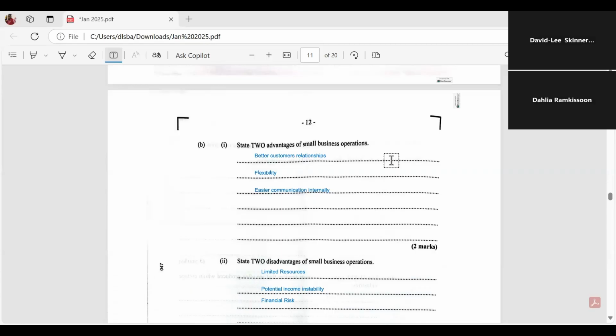It's also easier to communicate internally. Because if I have three employees, I could communicate to my three employees way easier than communicating with 1,000 employees. And if I'm the owner, I could communicate to them directly. They could communicate with me directly, as opposed to talking to a manager who's talking to another manager and so forth and so forth.